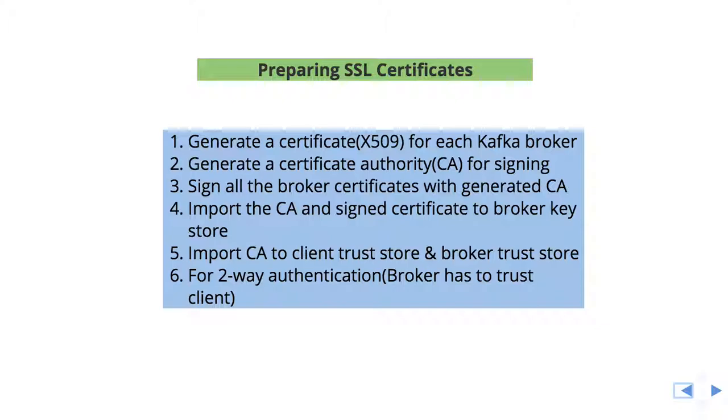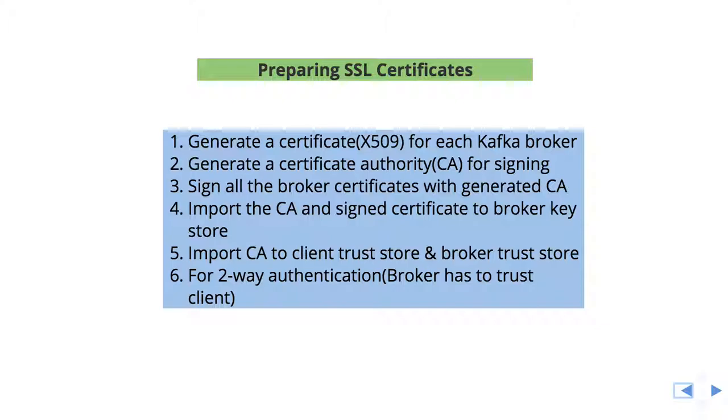The next one is we have to create a certificate authority, that is CA. This CA is a central certificate authority, and we have to sign each and every certificate with it. So the next step is we have to sign all the broker certificates with the generated CA.